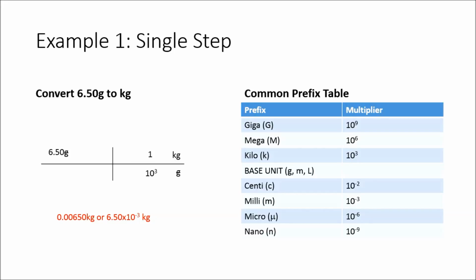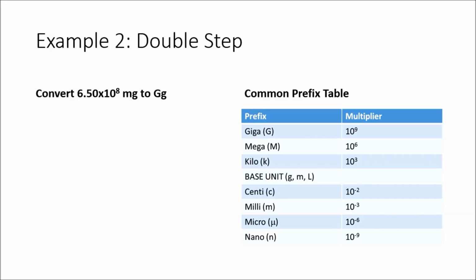Let's move on to a second example, a double step. Here we're being asked to convert from 6.50 times 10 to the 8th milligrams to gigagrams, something very small to something very big. And again, we don't really have a single conversion that takes us from milligrams to gigagrams, but we can break this up into 2 single-step conversions. So we just need one more step in our little fraction thing here.